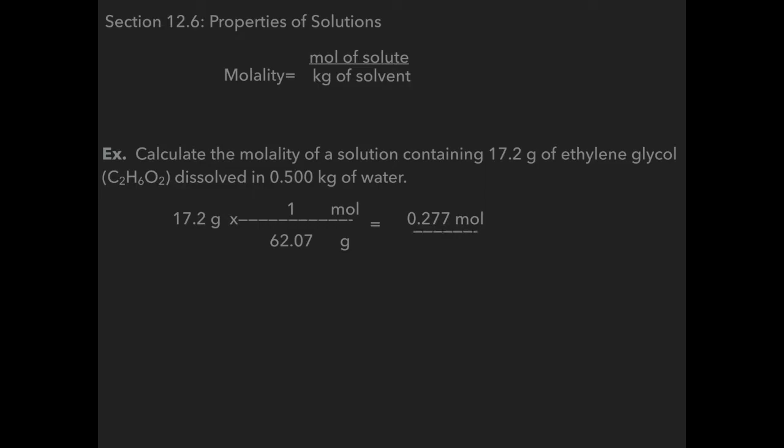Then I'm going to divide that by the kilograms of my solvent, which is water. So that's 0.500 kilograms. So the molality I get is 0.554 molal. So instead of molar, you pronounce that little m molal. Okay? So how does this apply and why are we learning this?